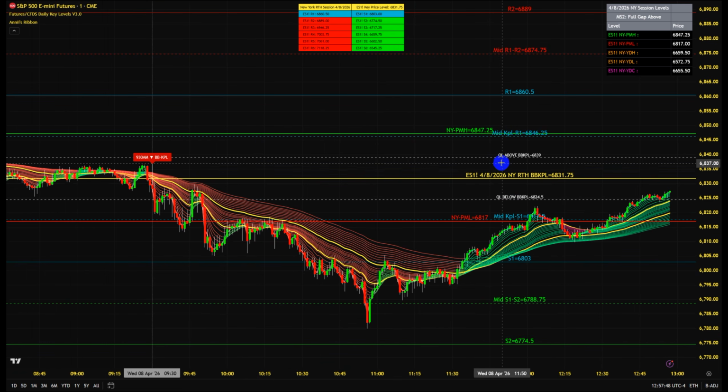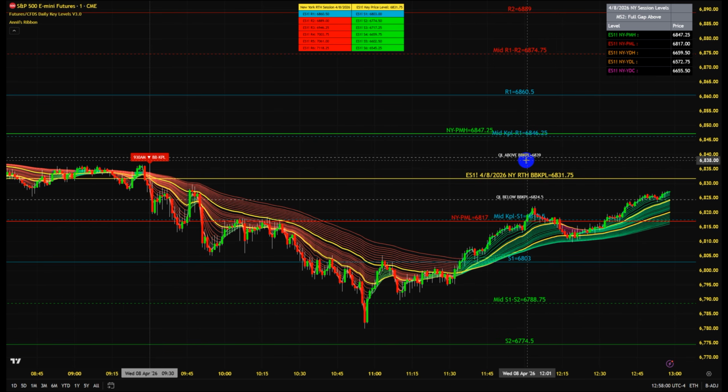Now with this particular trade, your tight stop loss is going to be the QL level above the level that you're basing the trade off of. In this case, the BBKPL. So that's going to be the QL above the BBKPL. If you instead want to use the standard stop loss, it's the midpoint above the BBKPL. That is this mid BBKPL R1.